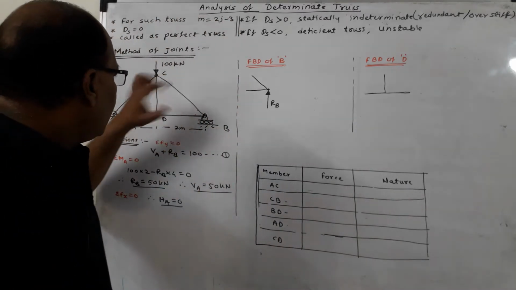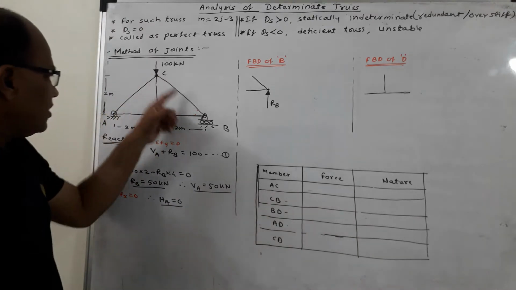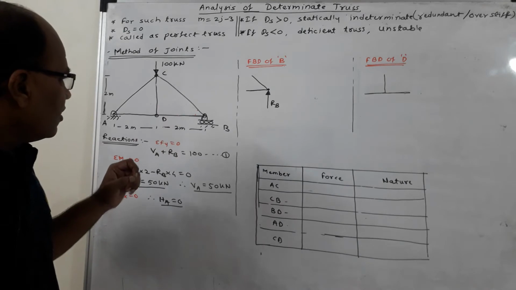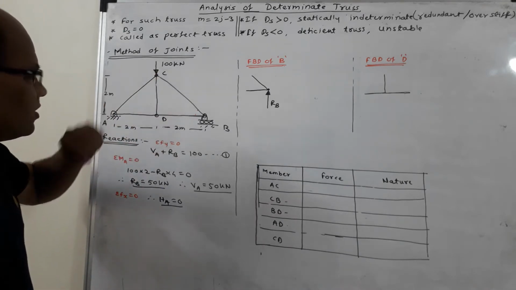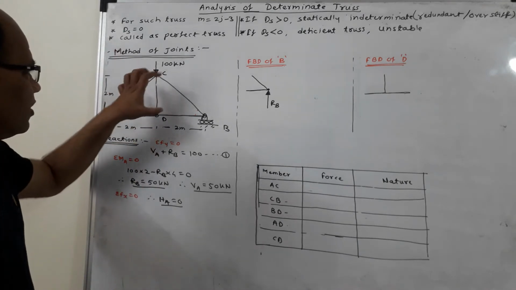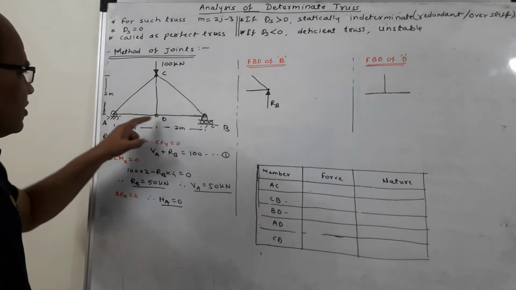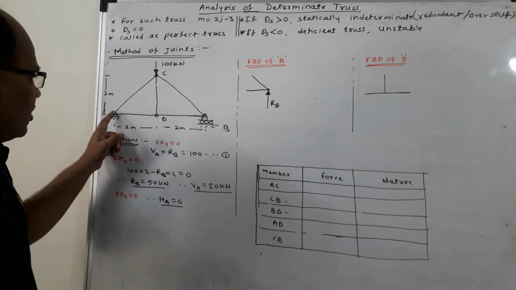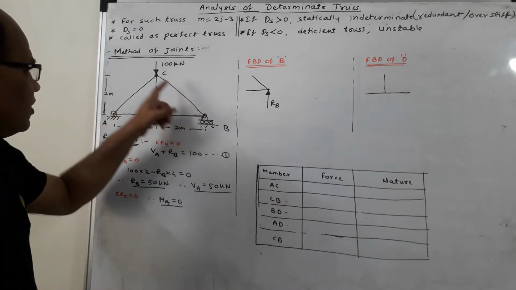Now here I have considered one truss in which there are these 5 members. Now is it a perfect truss? That we can check. We will have to calculate the number of members. Number of members is 5. Then we will have to calculate the number of joints. Number of joints is 4 over here.